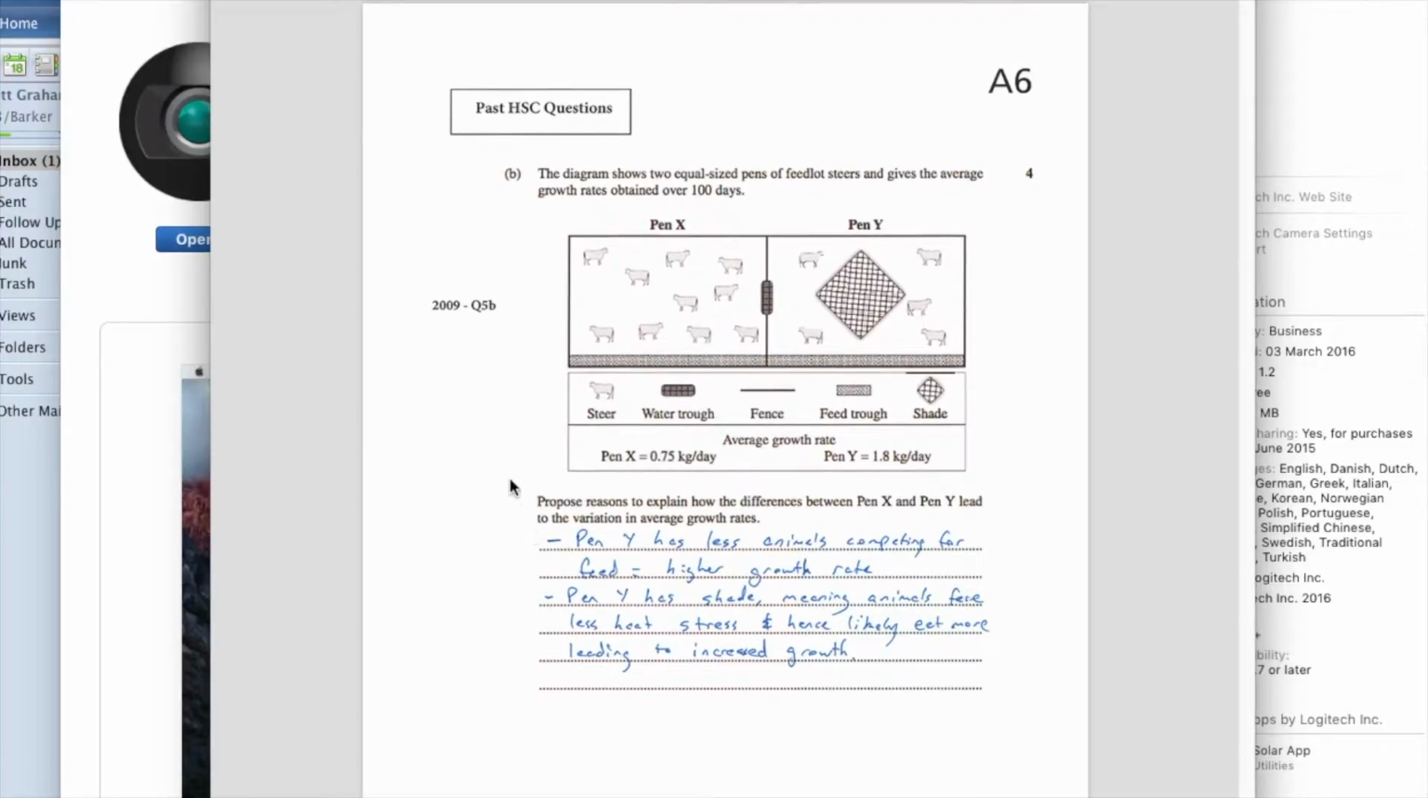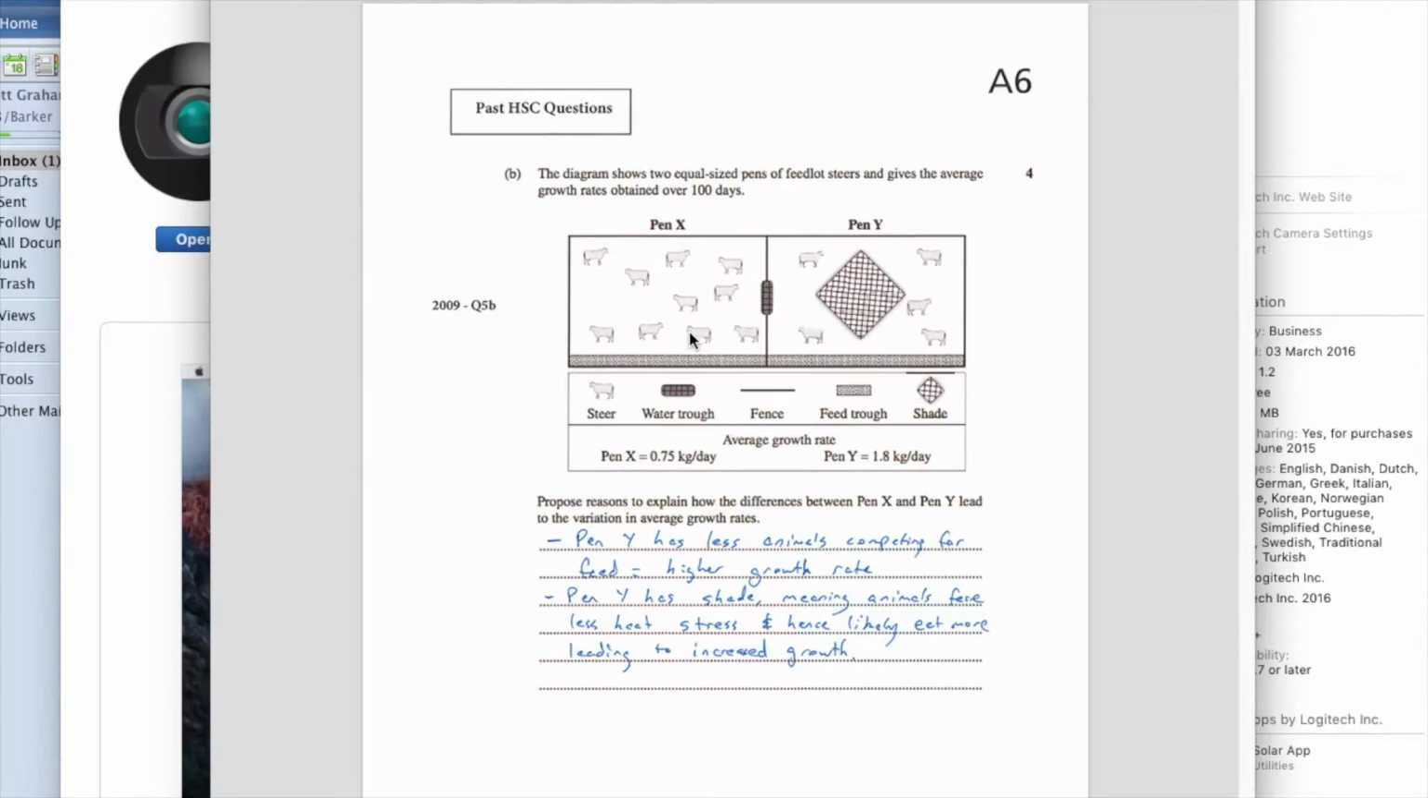Okay, the last question. This is kind of related to the dot point, and it's thinking outside the square a little bit. The diagram shows 2 equal sized pens of feedlot steers and gives average growth rates obtained over 100 days. So you've got pen X with more cows. So there's 3, 4, 5, 6, 7, 8, 9, 10 steers, whereas over here we've only got 5. So there's half as many, and there's also shade in there.